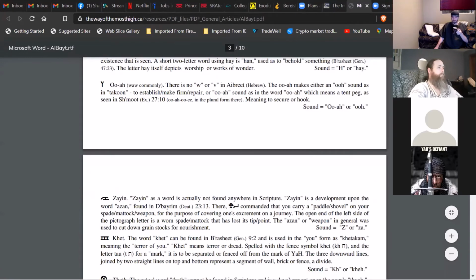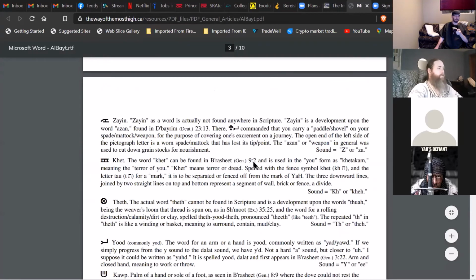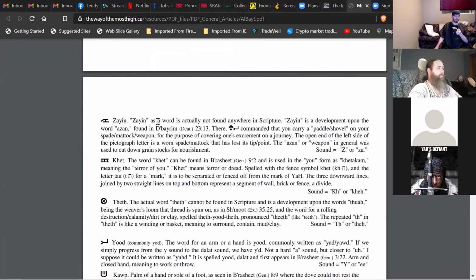Gonna see something here. All right. We'll do another 10 minutes of study from this. Cover the letter Zion. So Zion is not necessarily an actual word, as far as I've seen. I'm not sure how they developed that, but we know that the root word is azan.